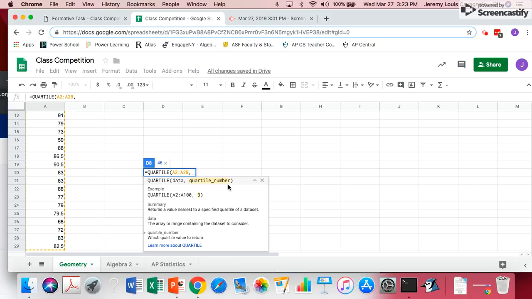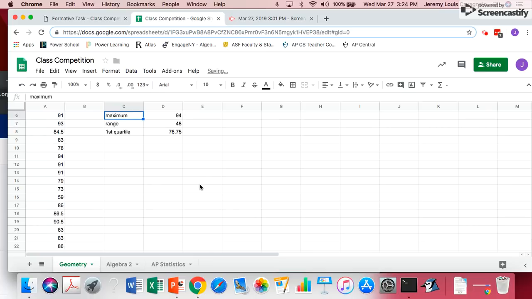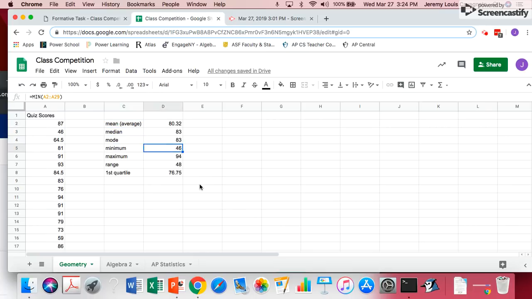I need to tell it which quartile I want. Well, I don't want the third quartile. I want the first quartile. Tell me, spreadsheet, where does the first quartile end? And it says here 76.75. So from 46, the minimum, up until 76.75, all the scores in that range represent the lowest quarter of scores in this data set.